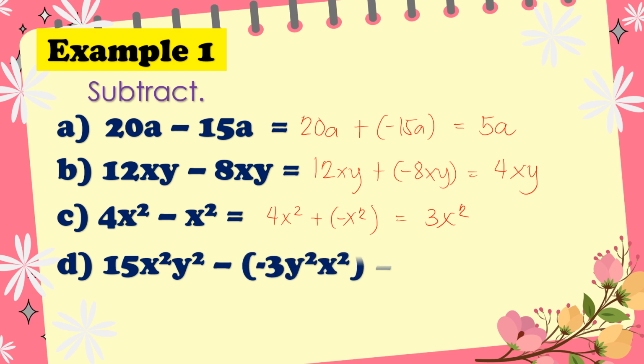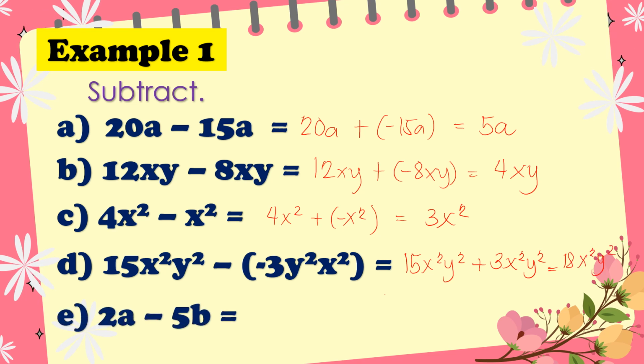Letter D, 15x squared y squared minus negative 3y squared x squared. So, similar pa rin sila. Though, medyo nag-iba lang yung order ng pangalawang given. So, that would be the same as 15x squared y squared plus, so, inanegate natin yung negative 3. So, that would be positive 3x squared y squared. Kaya, ang sagot natin ay 15 plus 3, you have 18x squared y squared.